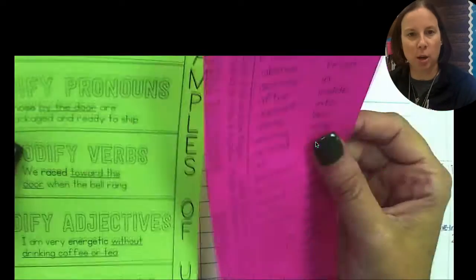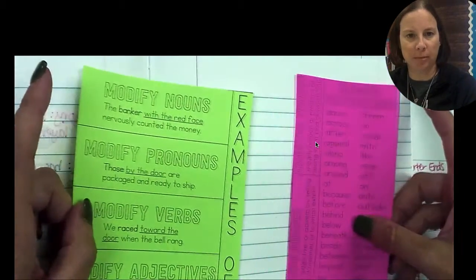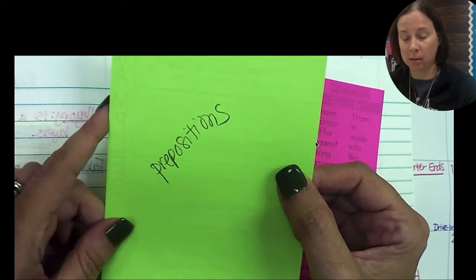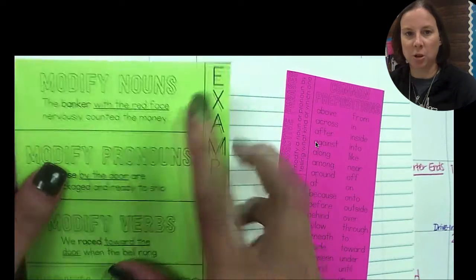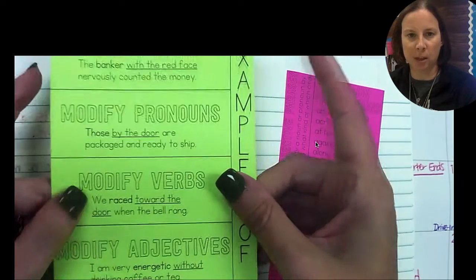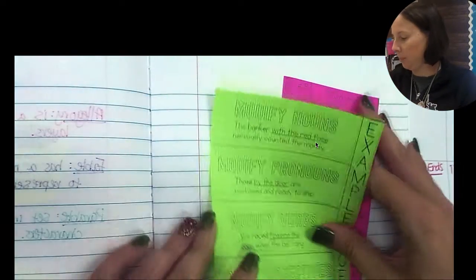Welcome back. Okay, so these are the two foldables that you need. Make sure that it says prepositions on the back. Okay, and then it has the banker with the red face. This should be the only other one you have. You use the other one under clauses.